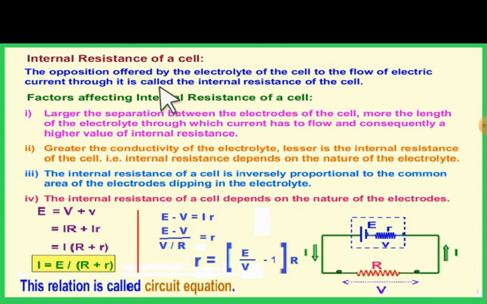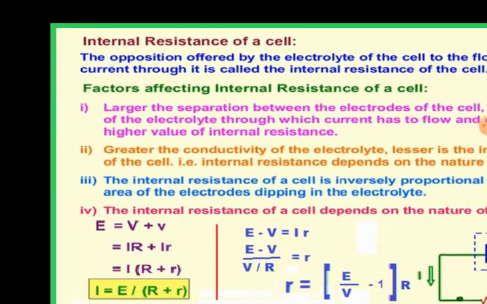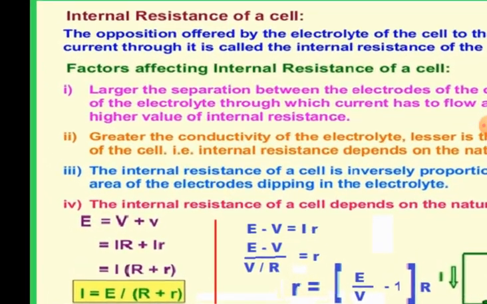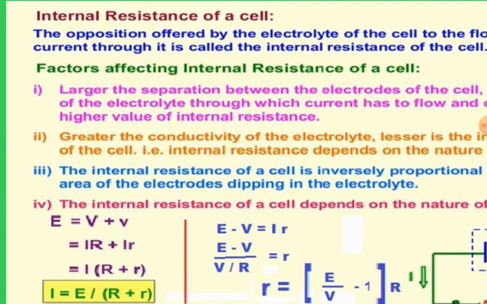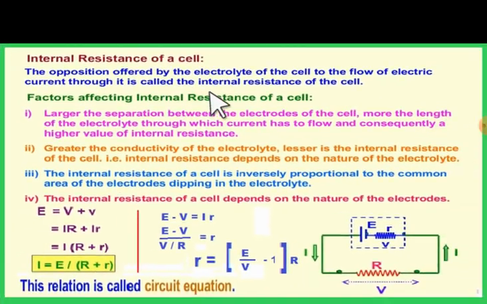Now let's see about the internal resistance of a cell. What is meant by resistance? We know that resistance is the opposition to the flow of charged particles. In the case of electricity, we generally take this charge as the electron. So opposition to the flow of free electrons in the conductor, we simply call it resistance, right? And now this is concerning a cell.